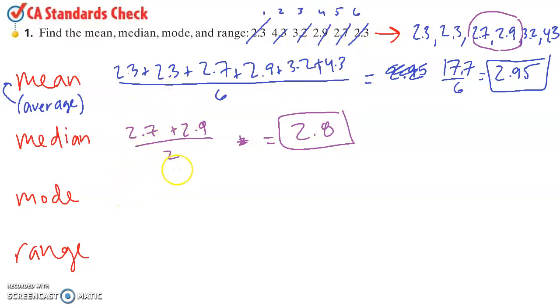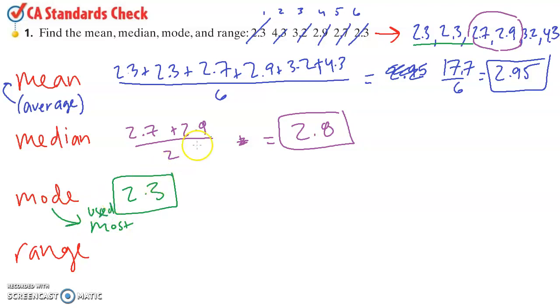Now the mode is a number that's going to be used the most. And looking at this, the only number that's used more than once was 2.3. This is the mode. It's the number that's used the most.